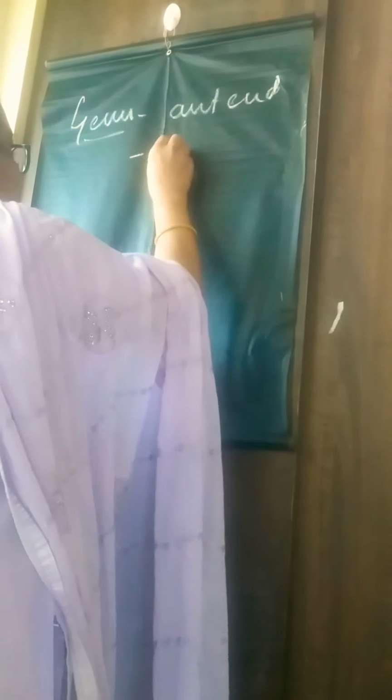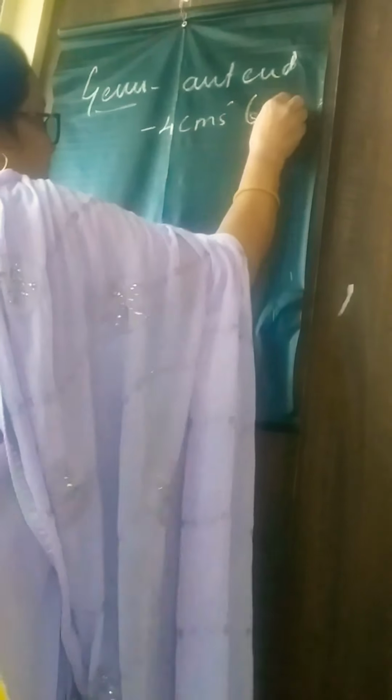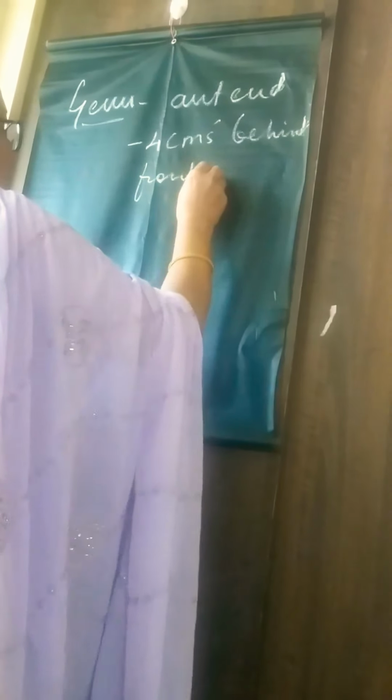The first one is the genu. Genu is the anterior end of the corpus callosum. It lies 4 centimeters behind the frontal pole. So you have the cerebrum, inside is the corpus callosum, and 4 centimeters behind the frontal pole lies the genu.